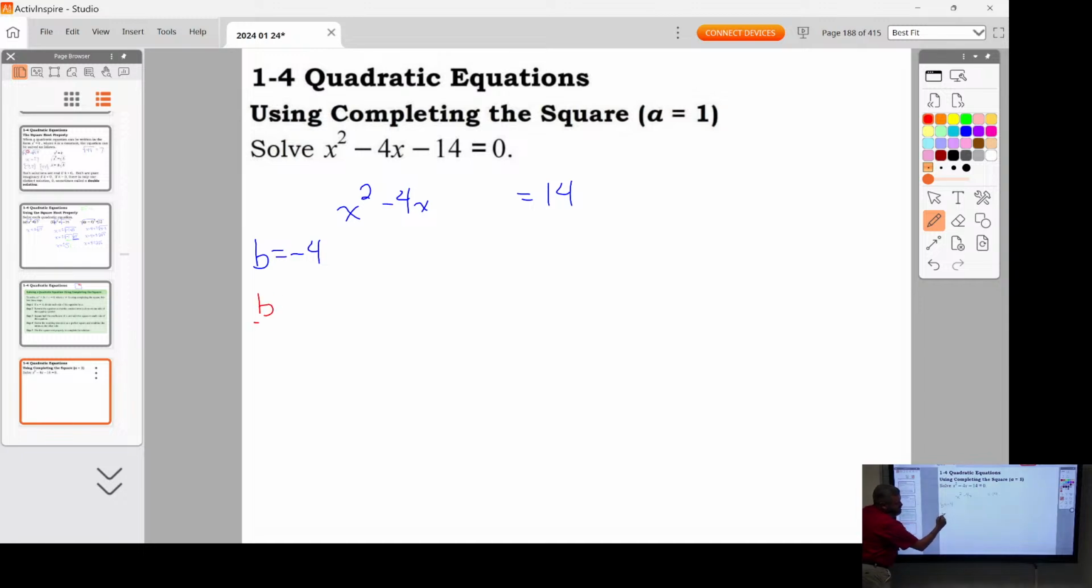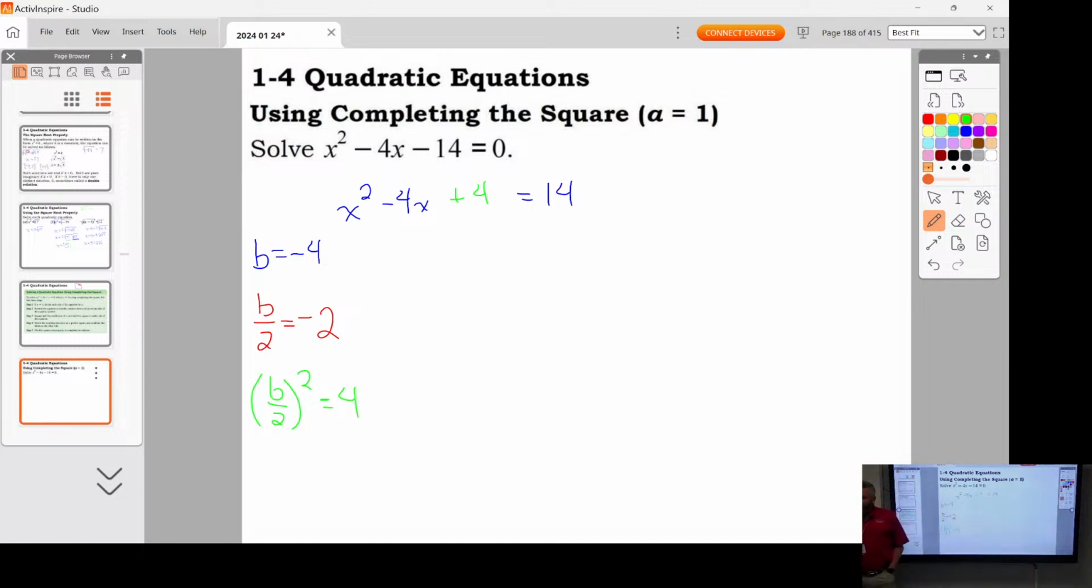What is half of b? Negative 2. What is half of b squared? 4. Is 4 a perfect square? Yes. To make x squared minus 4x a perfect square, I have to add something. What do I have to add? I will add 4.